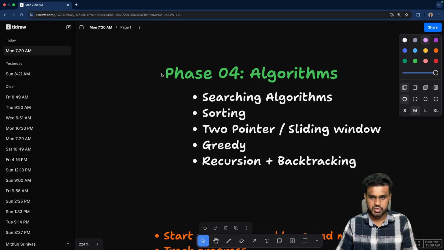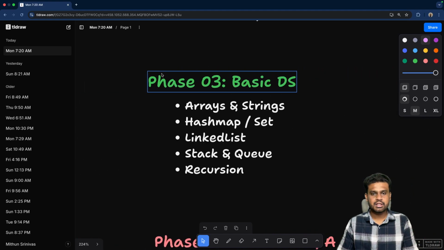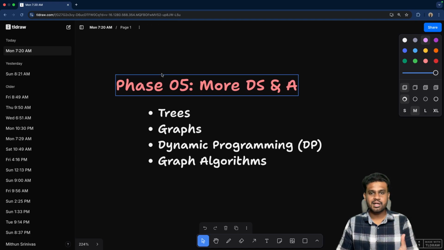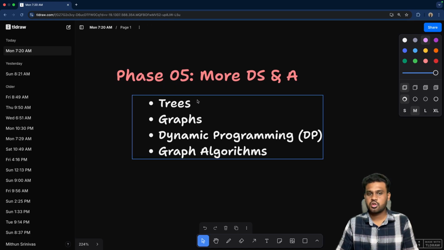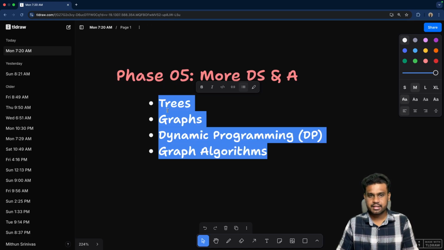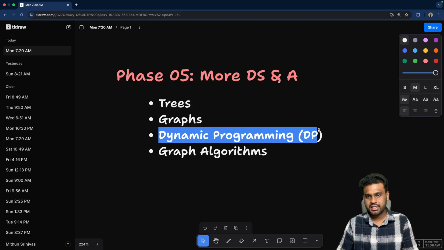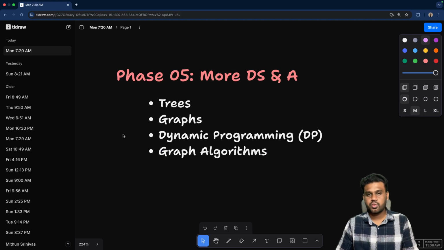These are some of the algorithms you should master for sure, because these are the most asked and most used. Now once this is done, if you are preparing for next level companies, or you have some experience, you should also master trees, graphs, and two more topics: dynamic programming (DP) and graph algorithms. Once this is done, you are ready to take up interviews with any company.